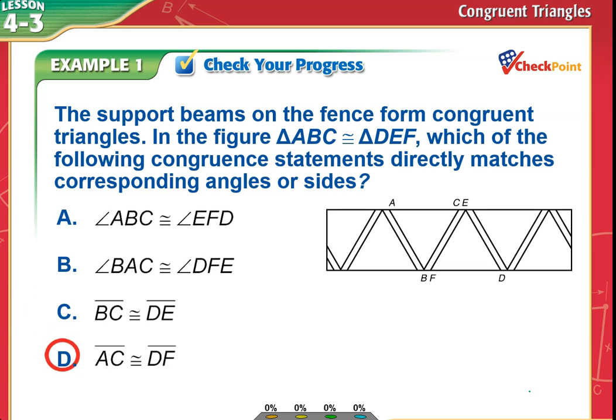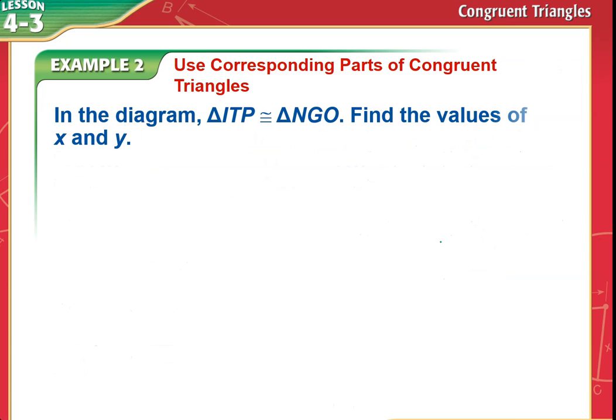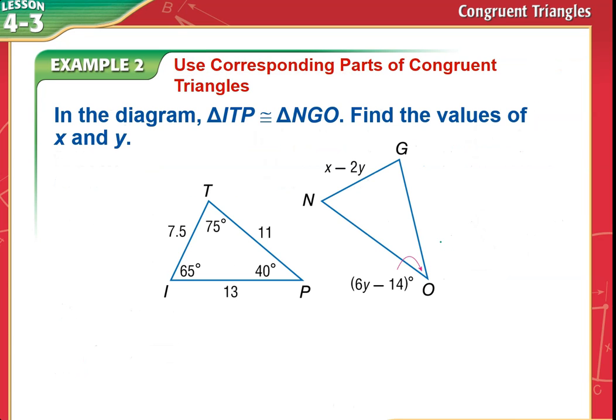All right, let's check this out. We have segment AC, which is the segment here, is congruent with DF, which is simply down there. Angle ABC being this angle right here, and they're saying EFD, so it's hard to tell that those actually are not congruent. So I would say that this is a poor example. All right, use corresponding sides.